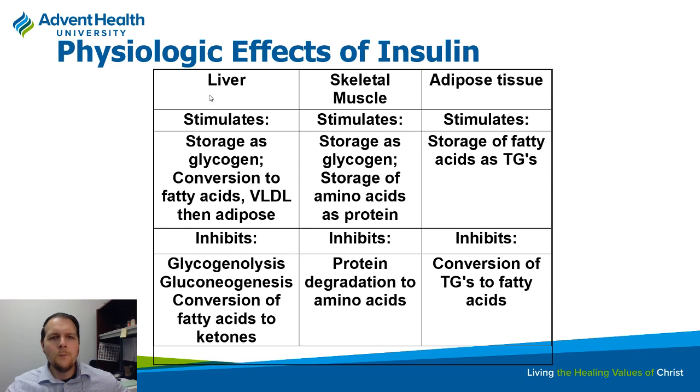So for instance, when the liver is detecting that there's high levels of blood sugar and high levels of insulin, that's going to be stimulating glucose storage as glycogen, which we know is a good energy-holding molecule essentially, right? It's going to be a good storage molecule for our glucose. It'll also stimulate things like conversion of fatty acids and VLDL, and then eventually into adipose tissue.